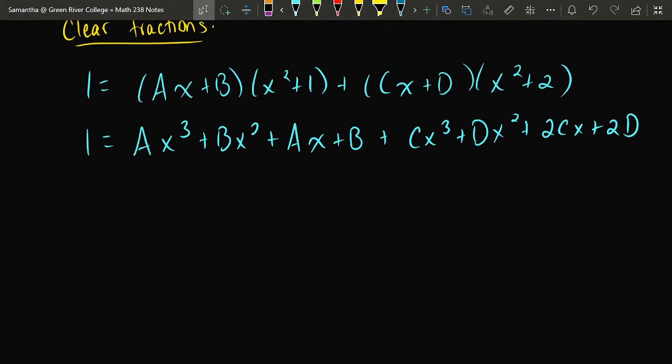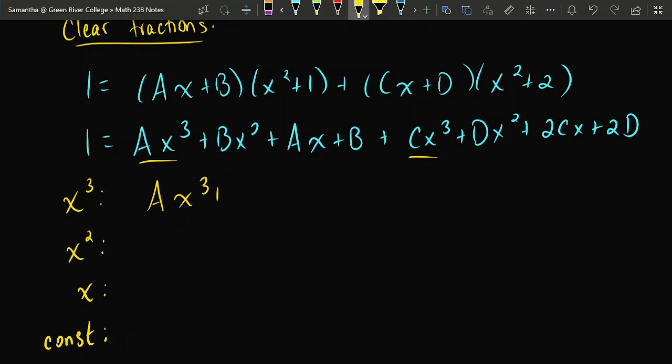Now I'm going to go into the equation and analyze which terms contain an x cubed, which terms contain an x squared, which contain an x, and which are constant. On the right-hand side of the equation, I have two terms that contain x cubed: an ax cubed and a cx cubed. But on the left-hand side, I don't have any x cubed. So I'm going to set ax cubed plus cx cubed equal to 0.